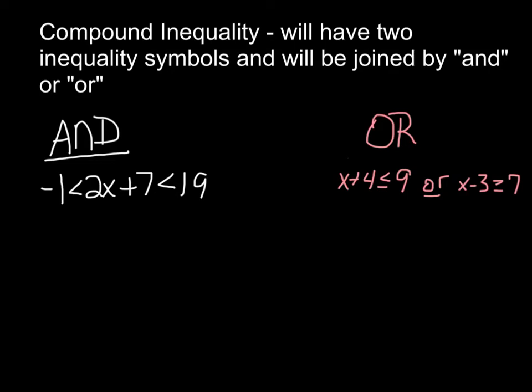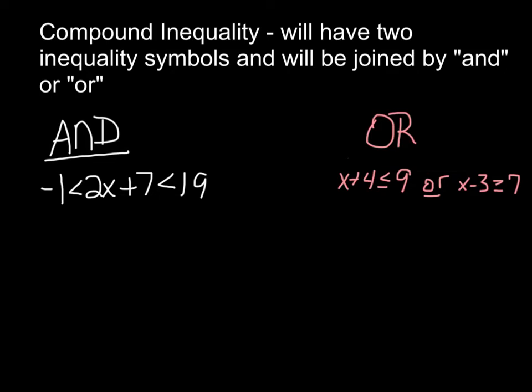In a compound inequality, we're going to have two inequality symbols, and they'll be joined together by an "and" or an "or." An "and" is going to run all together like this: negative 1 is less than 2x plus 7, which is less than 19. Whereas the "or" will literally have the word "or" written in it. Let's take a look at how these are going to graph out when we get finished with them.